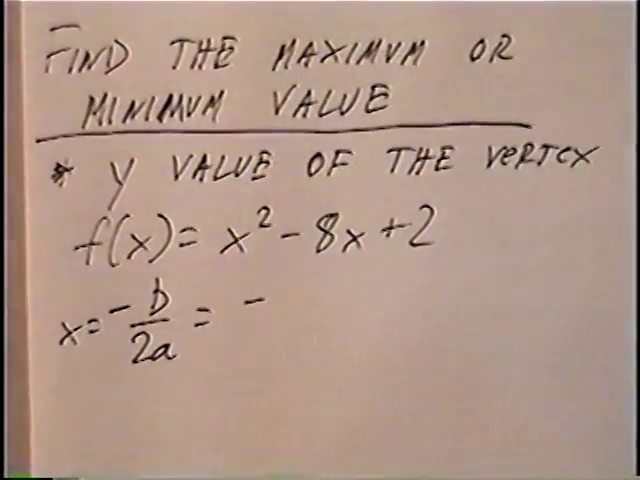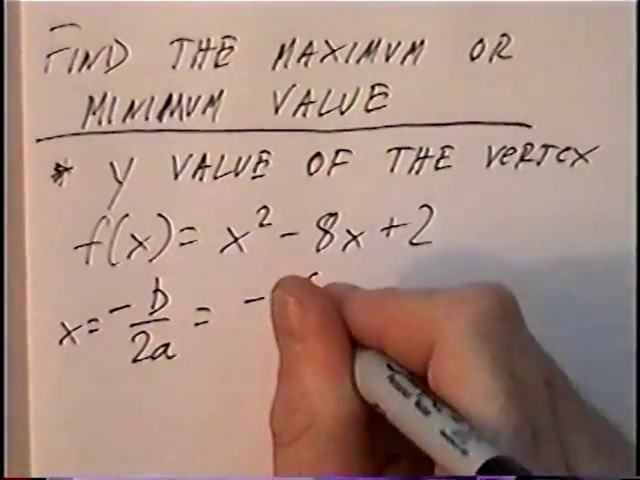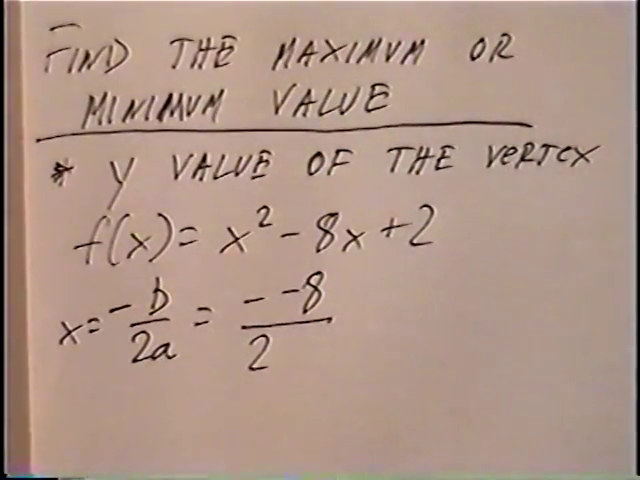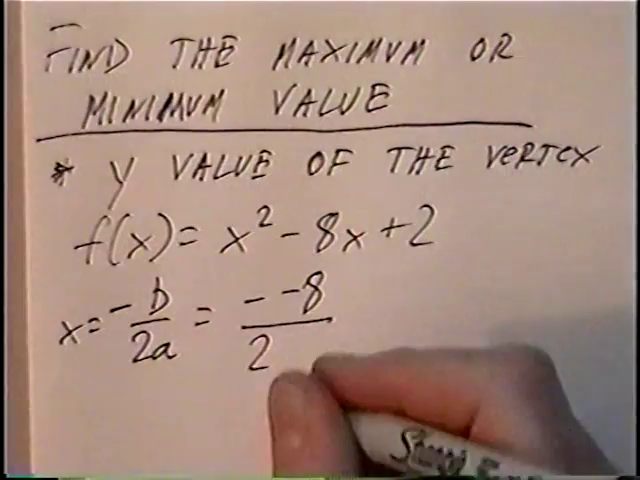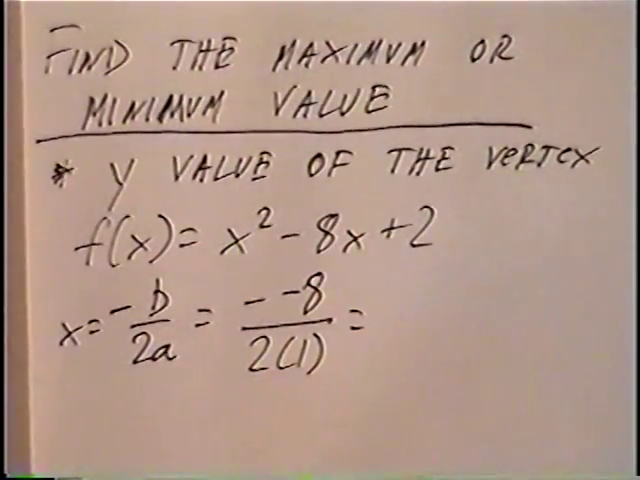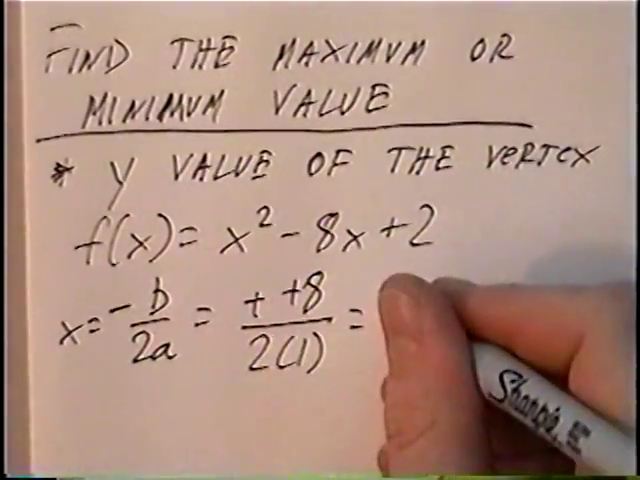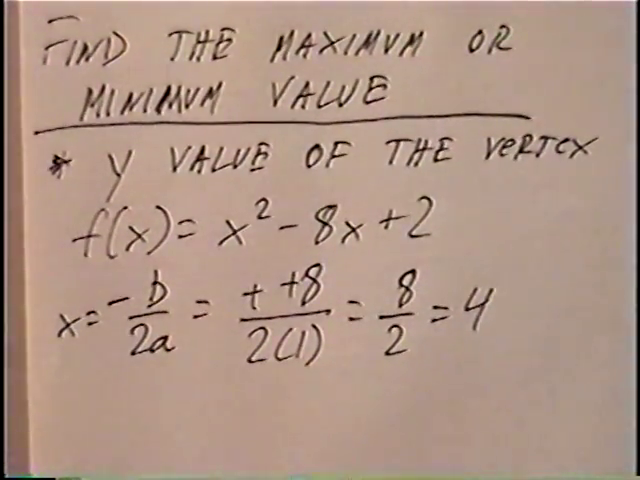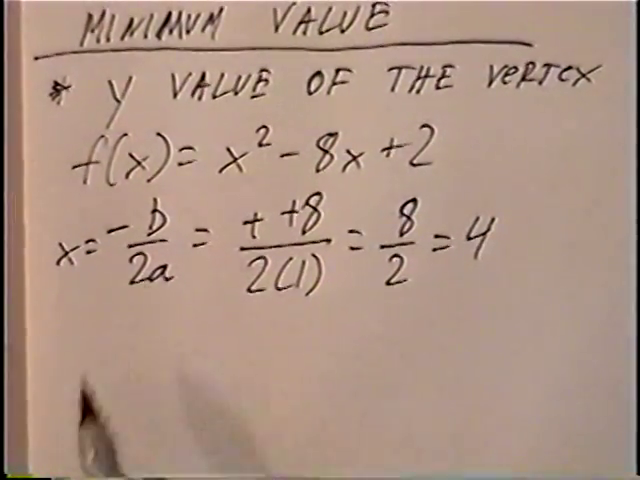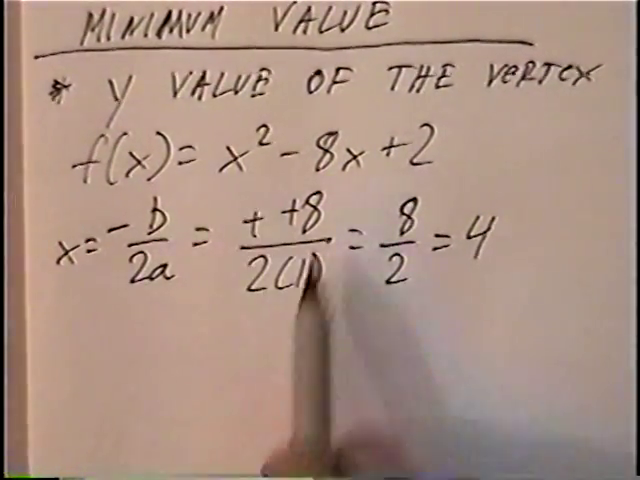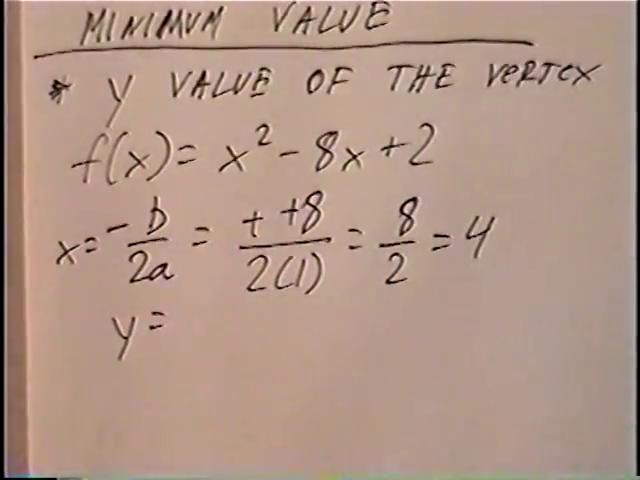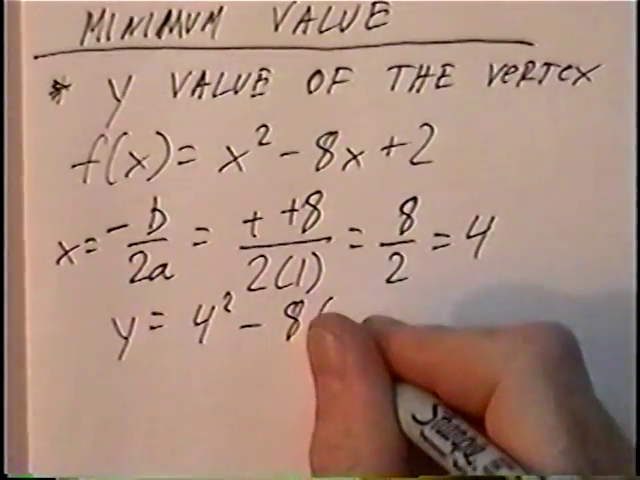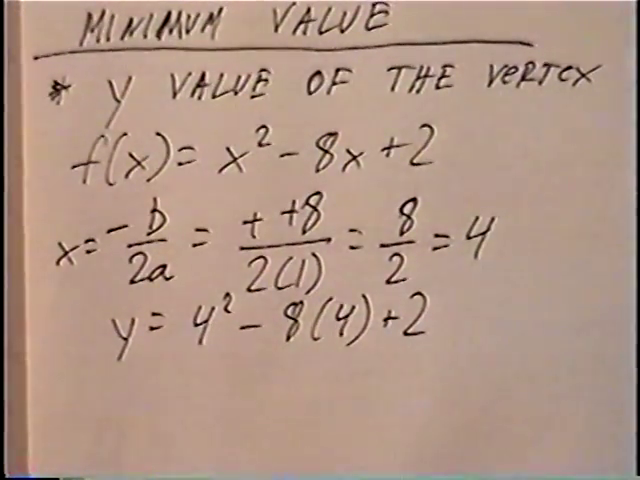For this equation, we'll have negative, b is negative 8, so we'll have negative 8 divided by 2 times a. A is the number in front of x squared, which would just be 1. Negative 8 would be positive 8, divided by 2, which would be 4. So the x value is 4. To find the y value, we can take 4 and plug it back in to the equation. So we'll have 4 squared minus 8 times 4 plus 2.